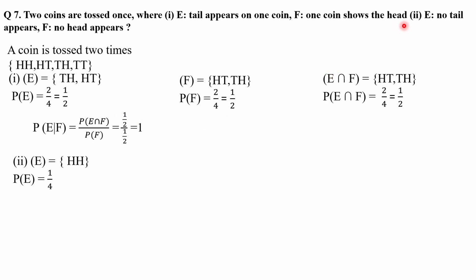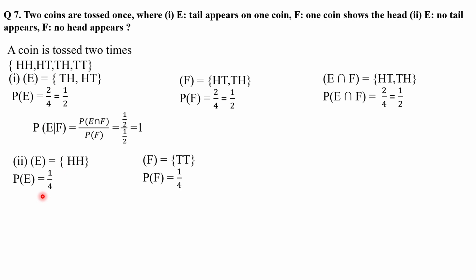Now the second part is saying E is no tail appears. Now in this, where is no tail? Here, double H. Okay, because in everything else, like HT has a tail, TH has a tail, and TT also has a tail. Obviously T means tails and H means head. So E equals HH. So probability of E equals 1 by 4. Obviously this is 1 and total is 4.